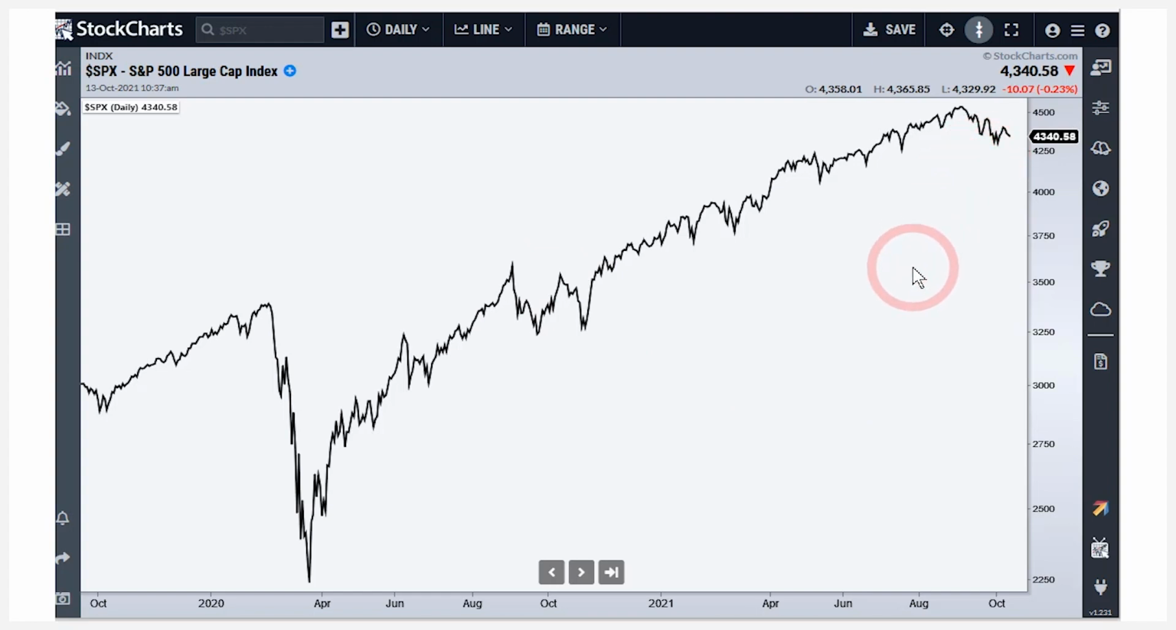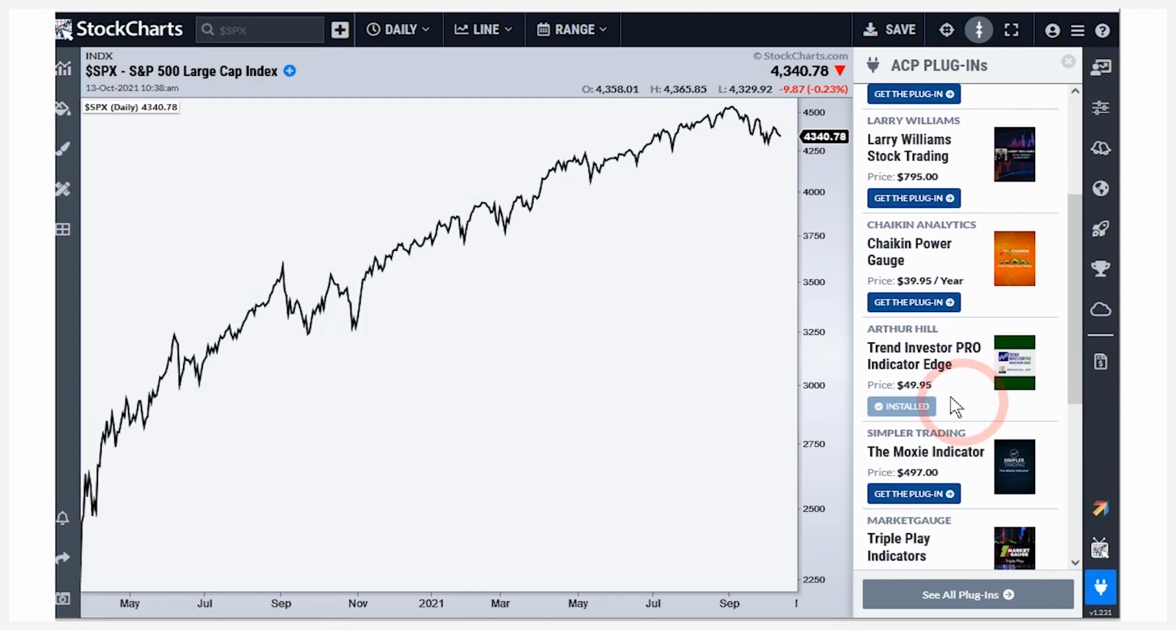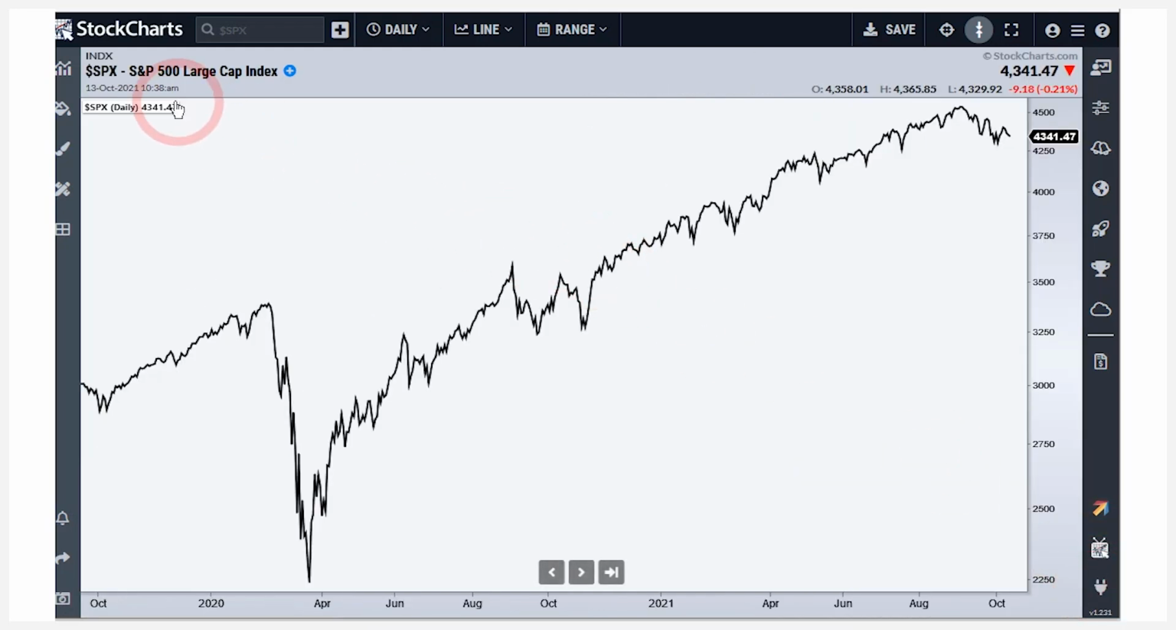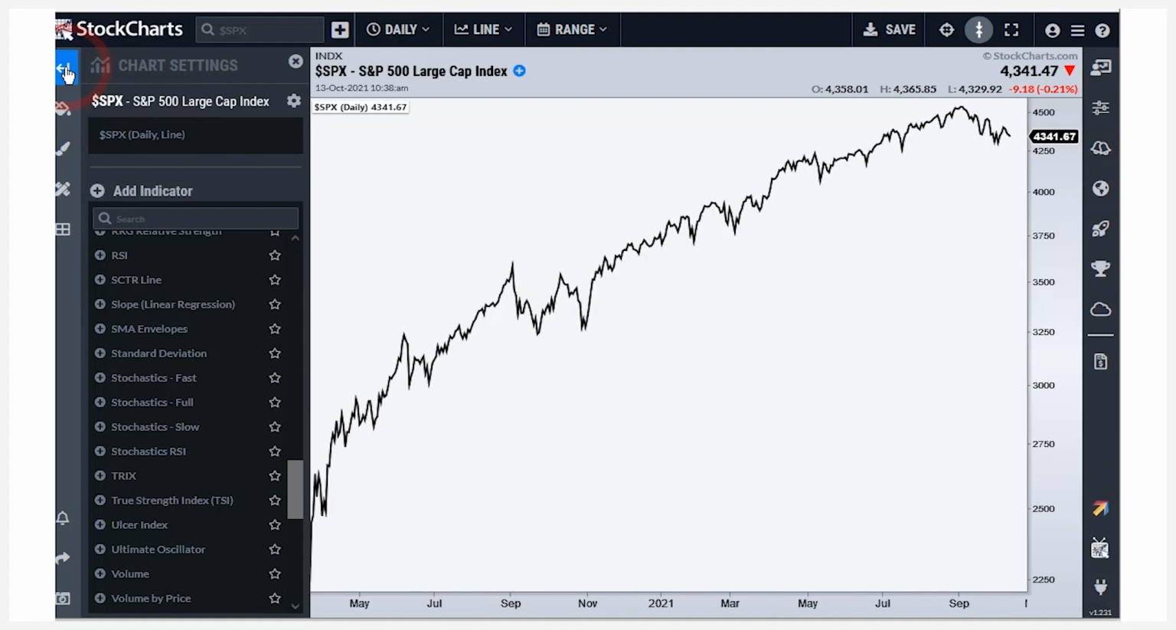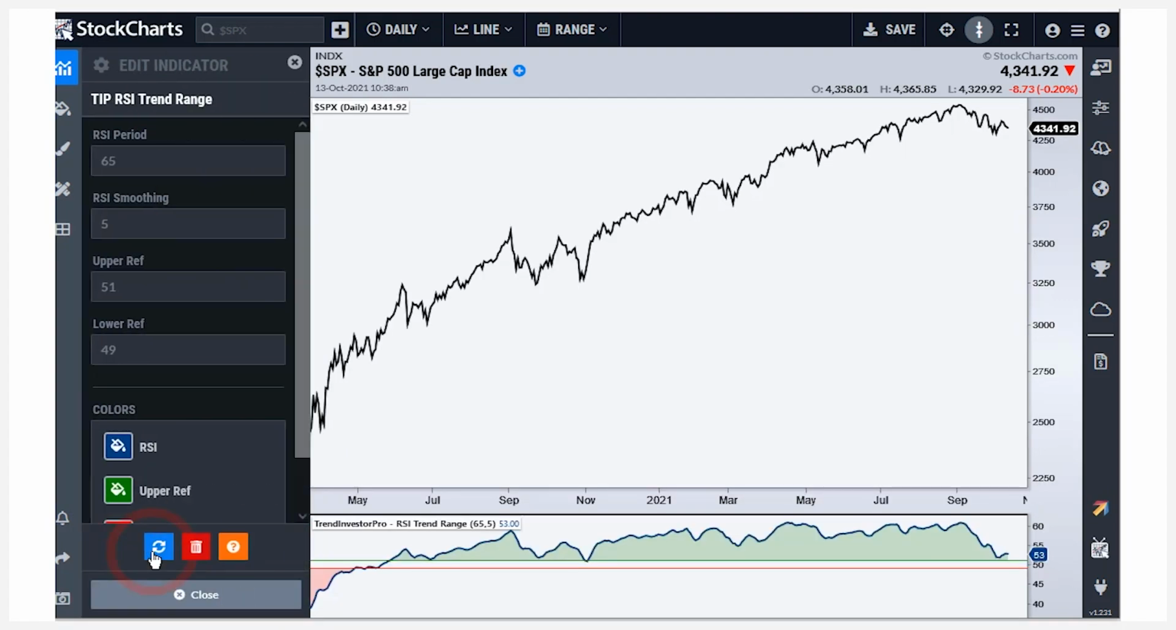So this RSI range indicator is part of the TrendInvestorPro Indicator Edge plugin. And if you go down to the bottom right, you click the plugin icon, and there you can see the plugins that are available, and you can click on that to learn more about it. And so now I'm going to go to the upper left corner, and I'm going to open up the chart settings, and I'm going to scroll down to the plugin options, and there are the indicators available. And I'm going to select RSI Trend Range.